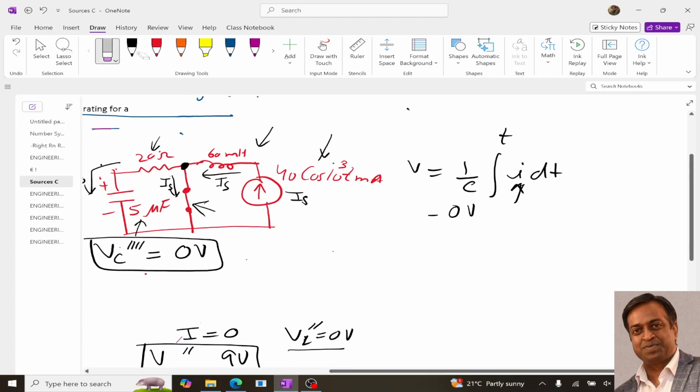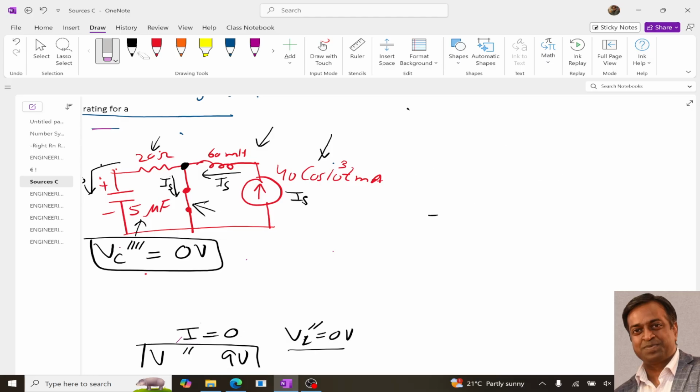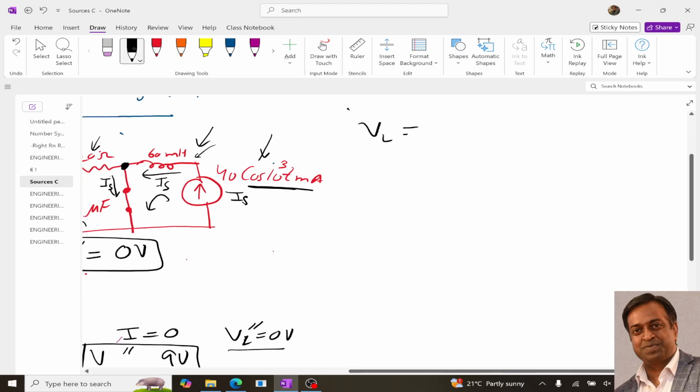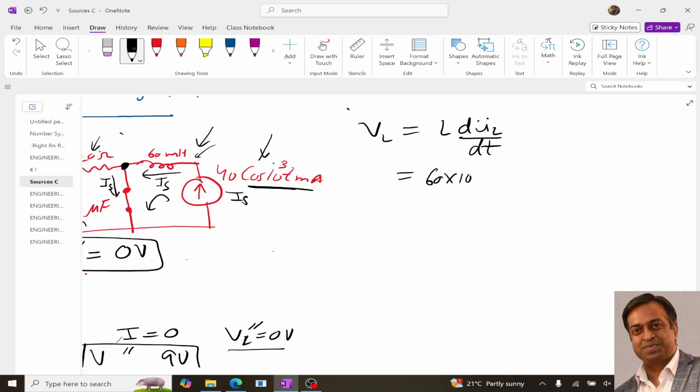Now the voltage across the inductor, simply we have a loop, right? We just have a loop, and the current flowing through this inductor is this. We know that the voltage across the inductor is given by L dIL by dt, the differentiation of the current flowing through the inductor. So what is our L? It is 60 into 10 power minus 3, it is given over here, right? Then the differentiation of I3.